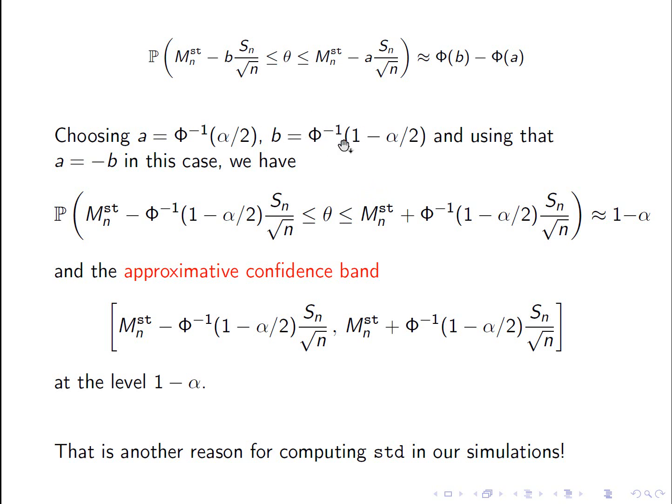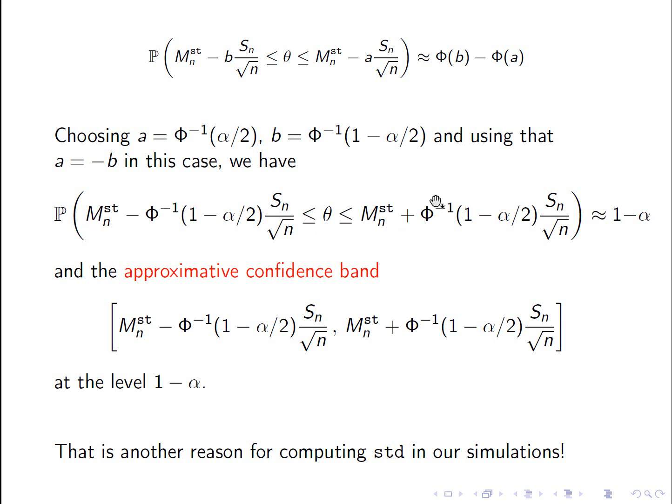Why is this a good choice? Well, if we plug this in, we get phi of phi inverse, so 1 minus alpha half remains. So we have here 1 minus alpha half. If we plug in the a here, we have phi inverse of alpha half, so we are subtracting a further alpha half, and we are getting 1 minus alpha.